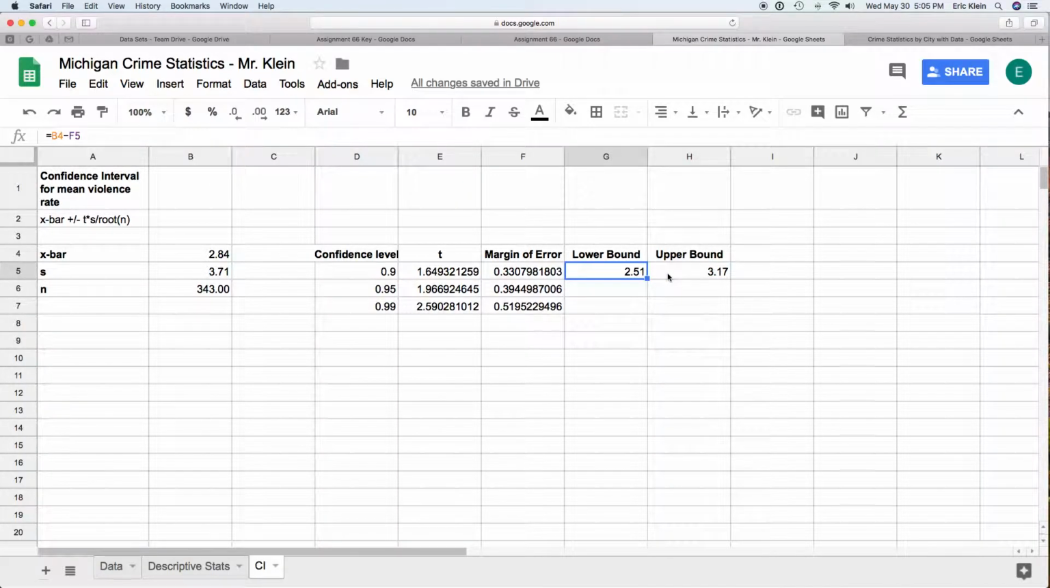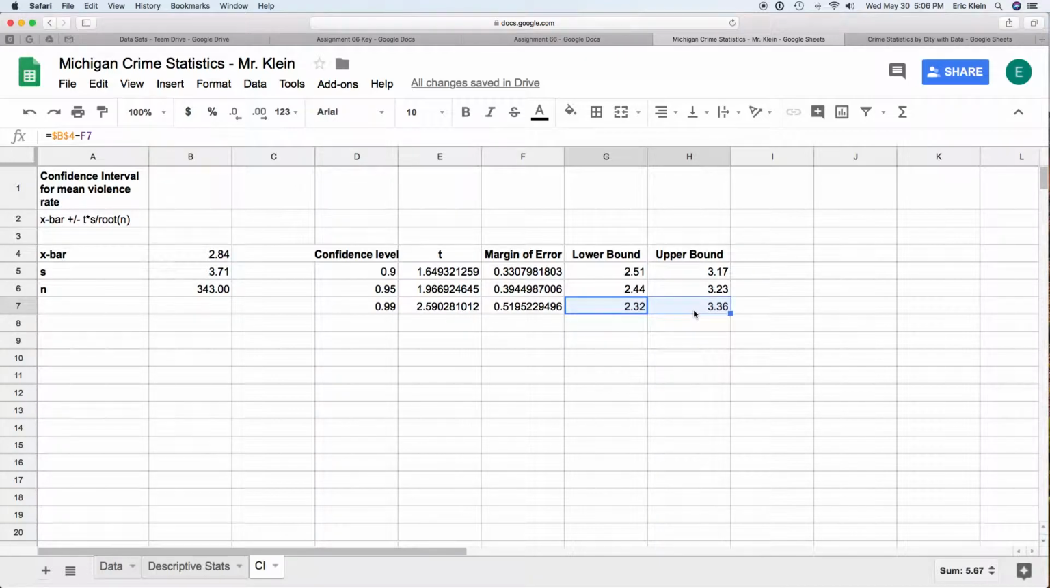Now, again, if we want to copy these, we want the margin of error to change, but we don't want x bar to change. So I'm going to take the cell where x bar is stationed and stick in the dollar signs here. Dollar bill. Copy and paste. There are our confidence intervals.